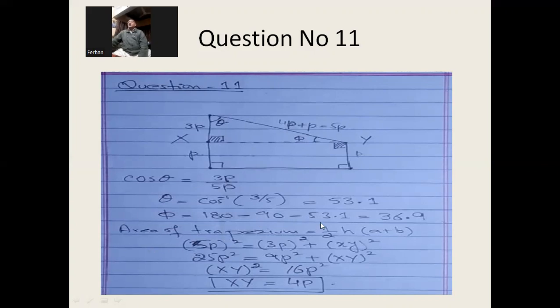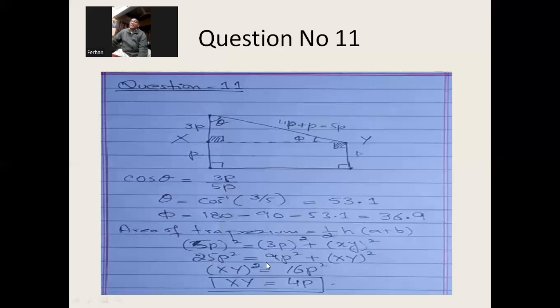So the area of the trapezium is equal to 1 by 2 into height into sum of parallel sides. But I need to know, first of all, this side. I want to find out how much this is. Okay, so I will apply Pythagoras on this right angle triangle. It will be 4P square equals 3P square plus xy square. This line is xy. I want to find this in terms of P.